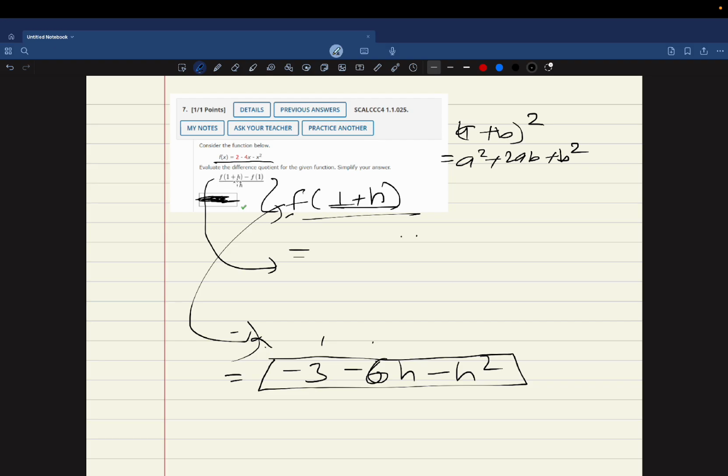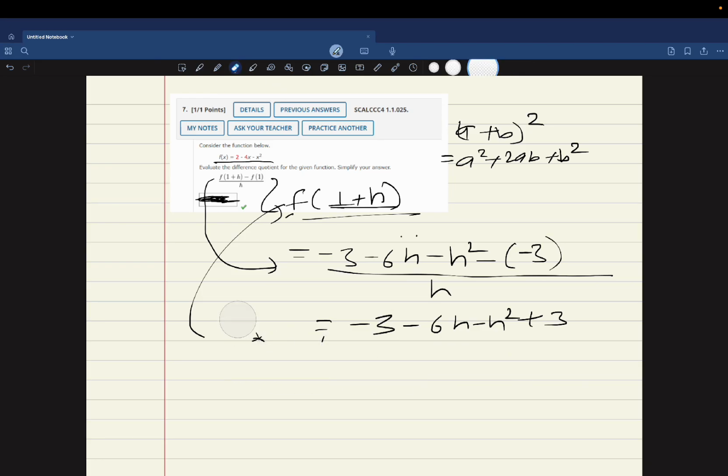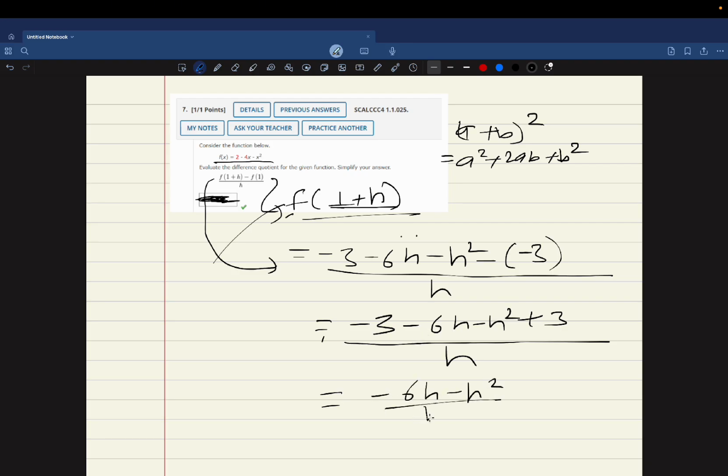Now let's do it as a whole. So f of 1 plus h will be negative 3, and then negative 6h, negative h square, and then we have negative again, and then f of 1 is negative 3, which we calculated earlier, and then divide by h. So now it will be negative 3 negative 6h minus h square. Now negative times negative will be positive, so it will be positive 3, divide by h. So negative 3 plus positive 3 will be 0, and then we have negative 6h minus h square divided by h.